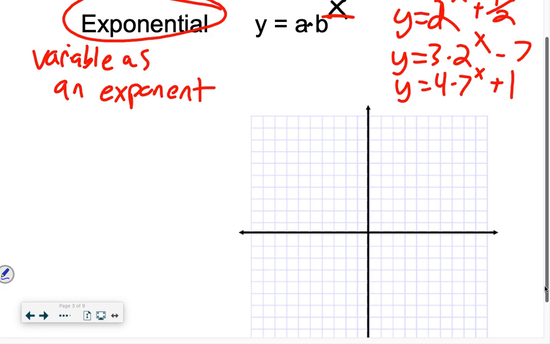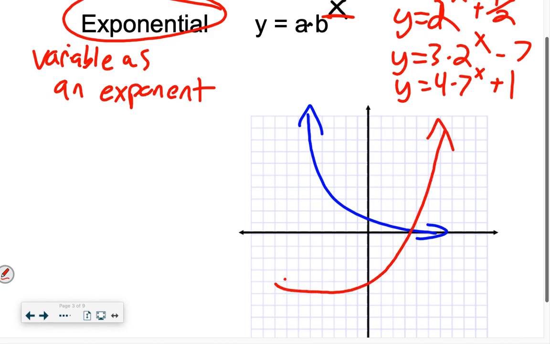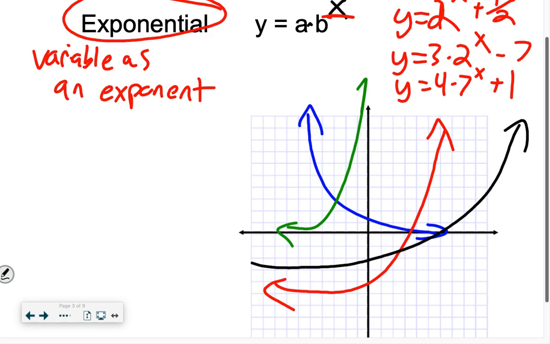Now let's graph this. Now our graphs were either exponential growth or exponential decay. So this kind of looks like exponential decay because it's going down over time. You could have one exponential growth going up. Some could go up quicker. Some could go up not as quick.